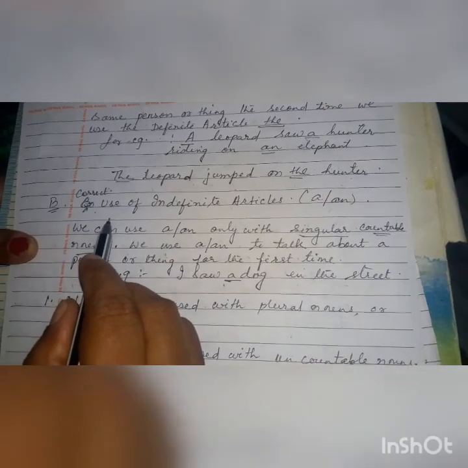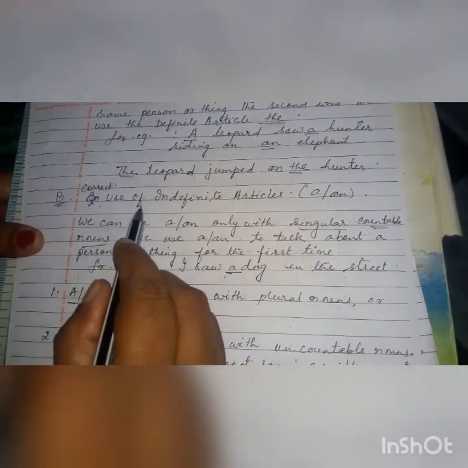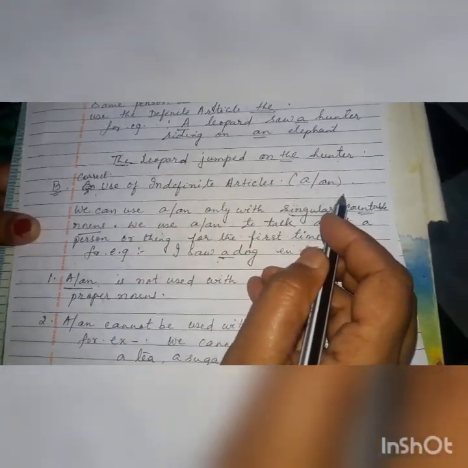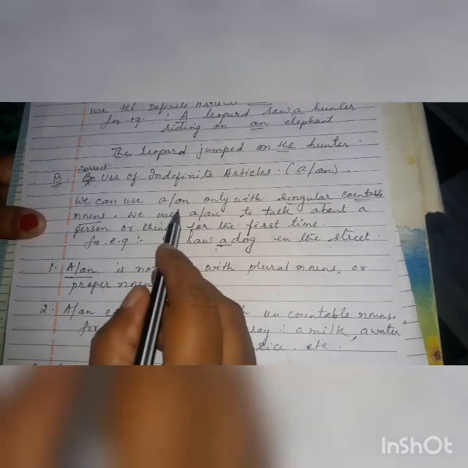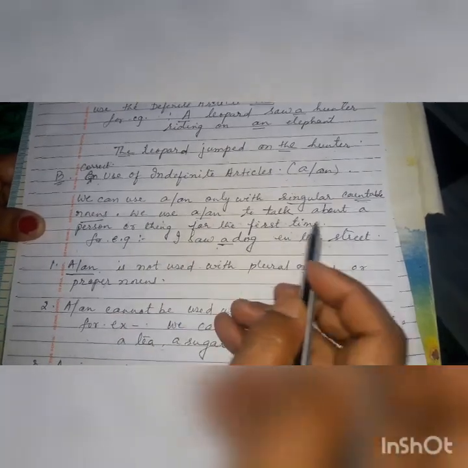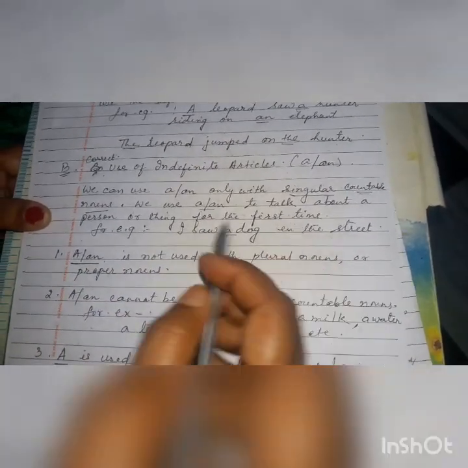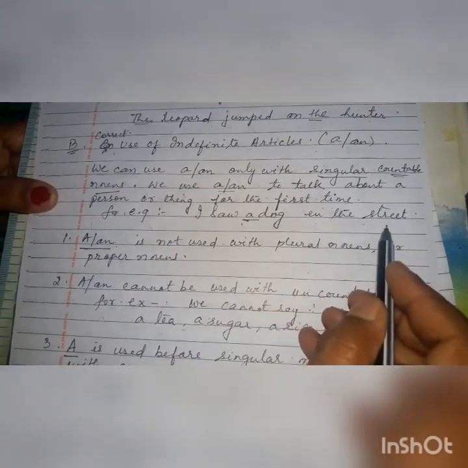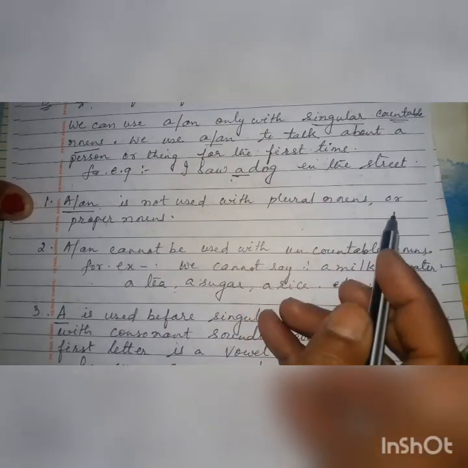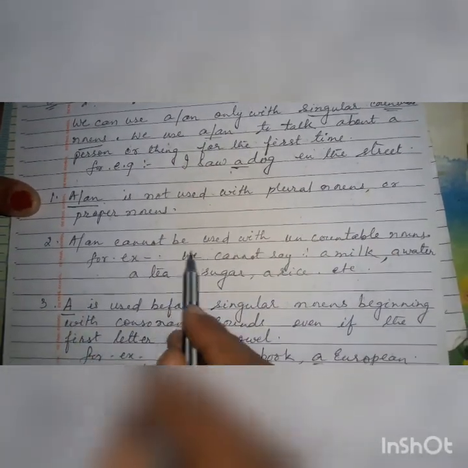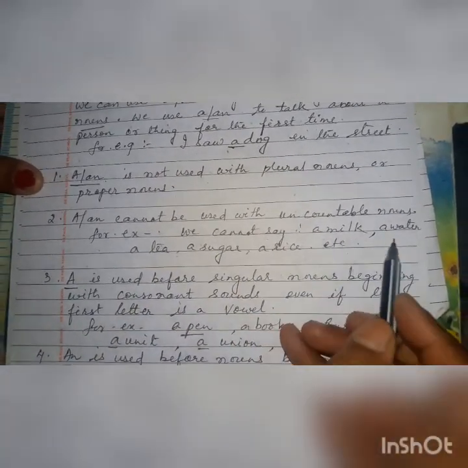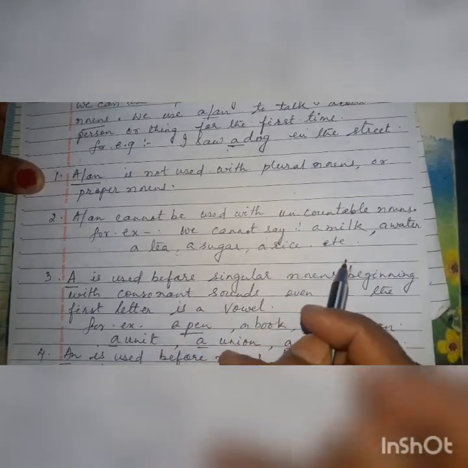Now let us correct the use of definite, indefinite articles a or an. We can use a or an only with singular countable nouns. We can use a or an to talk about a person or thing for the first time. For example, I saw a dog in the street. A or an is not used with plural nouns or proper nouns. A or an cannot be used with uncountable nouns. For example, we cannot say a milk, a water, a tea, a sugar, a rice, etc.